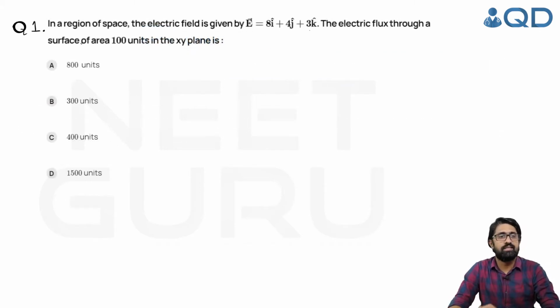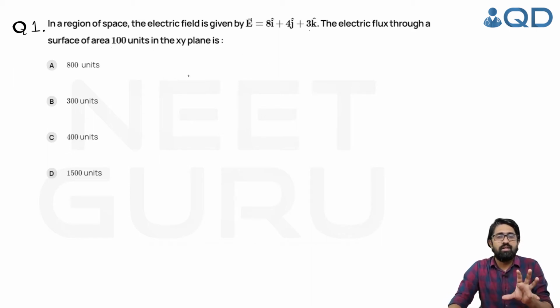The first question here says, in a region of space, the electric field is given by E vector is equal to 8I cap plus 4J cap plus 3K cap. The electric flux through a surface area of 100 units in the XY plane is.